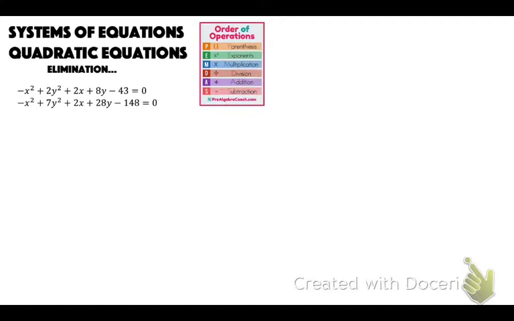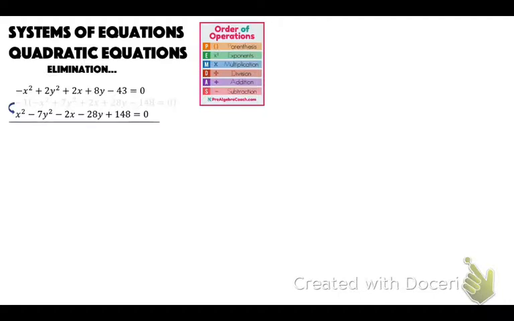Now let's get into the quadratic equations. So quadratic, we both have quadratics here. And these should always be easy. Just multiply one of the equations by negative 1. Doesn't matter which one. So that becomes x squared minus 7y squared minus 2x minus 28y plus 148 equals 0. Because now all of those x squareds are going to cancel out. So those cancel, I'm left with negative 5y squared minus 20y plus 105 equals 0.